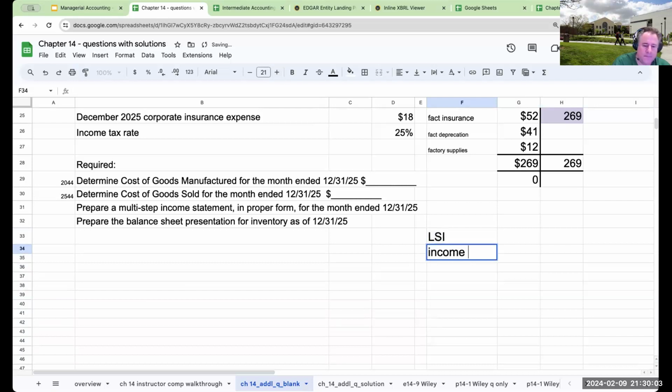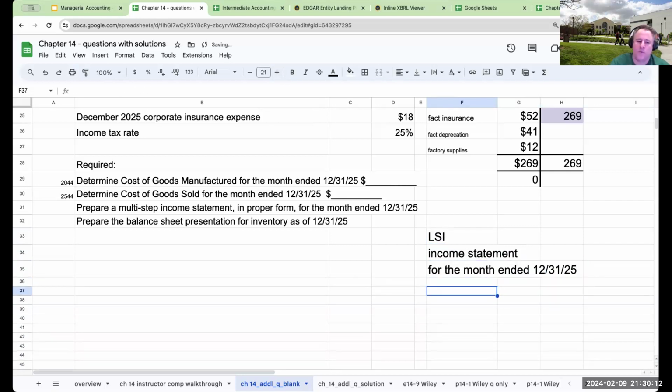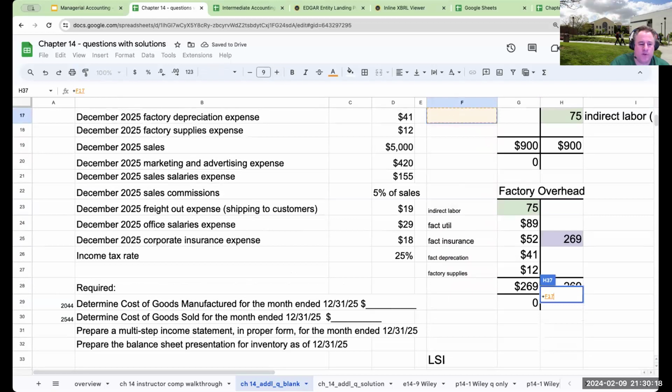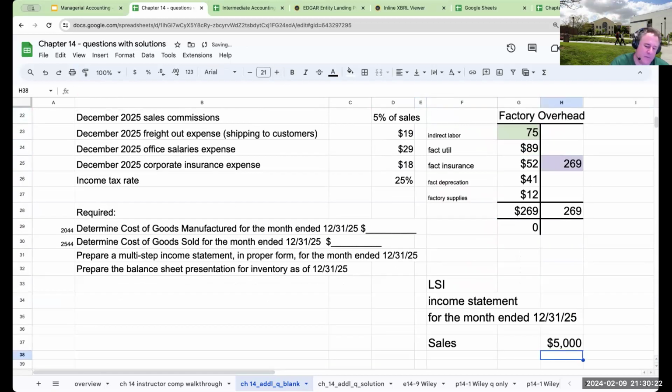Income statement for the month ended 12/31/25. When I do my income statement, I'm going to start over here with my sales. My sales, it was told to me, are right over here at 5,000, right? So that's my first part.